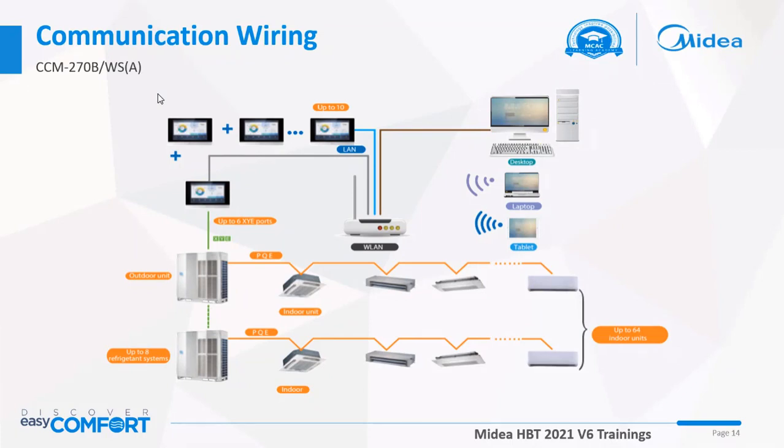On the outdoor unit side, I said 8 systems can connect with one port. How can 8 systems connect with one port? How will you do the looping? Master to master looping. For 8 systems, the master of system 1 connects to the master of system 2, then 3, 4, 5, 6, 7, 8, and then connects to the port of the CCM 270B by WS. This way 8 systems go into one port, and similarly for the other ports as well. So this way you can connect 8 systems, first thing.